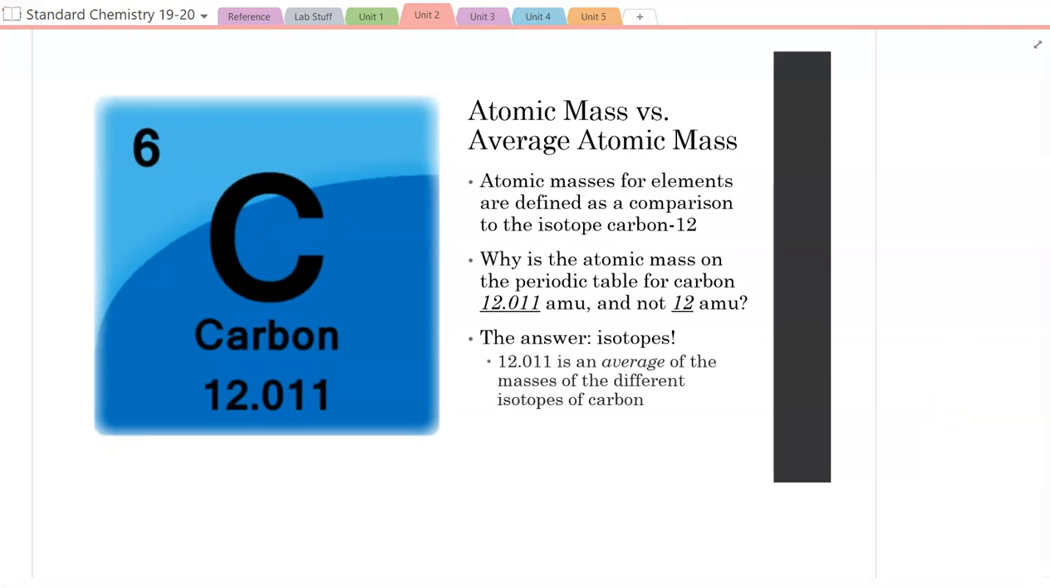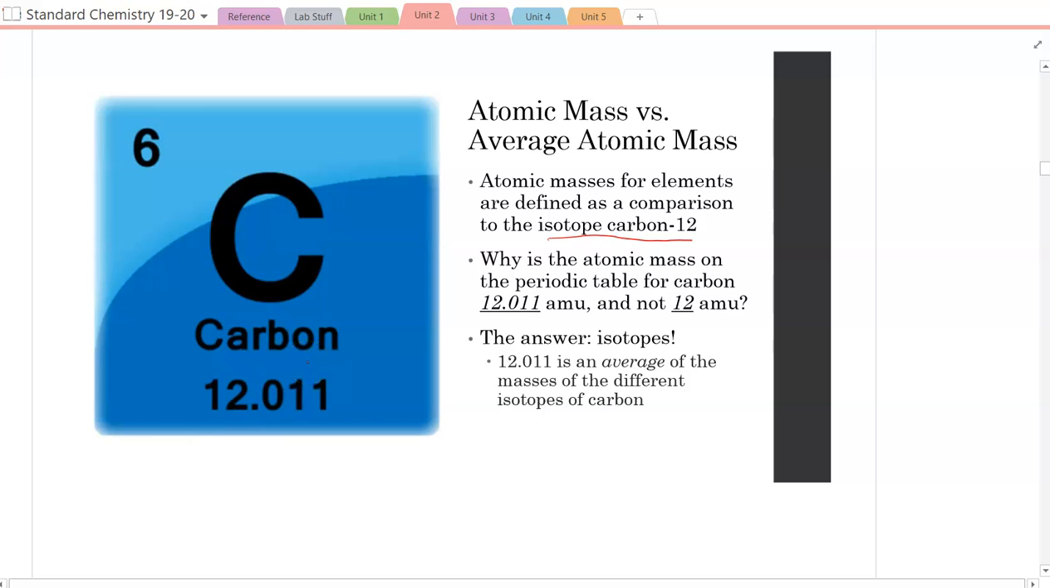So what exactly does this do in terms of atomic masses for what we can use? Well, atomic mass as a broad concept, of course, has a couple types. We've already talked about absolute atomic mass. We've talked about relative atomic mass. In this case, atomic masses for elements are actually defined as a comparison to this isotope carbon-12, our Beyonce there. So then if you look at the periodic table, you have 12.011.